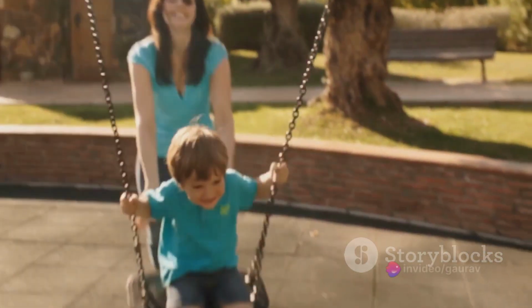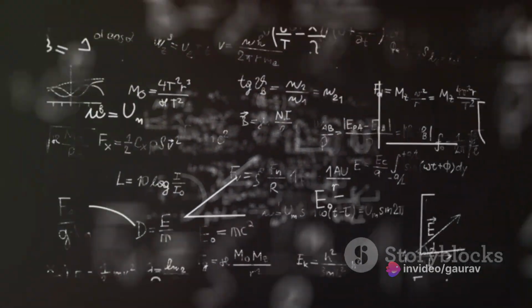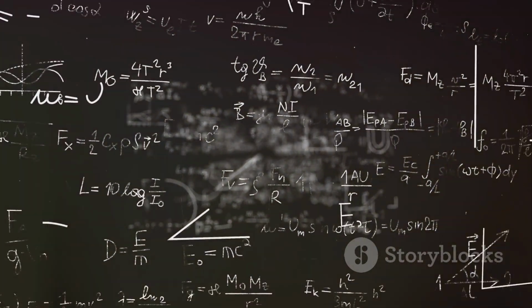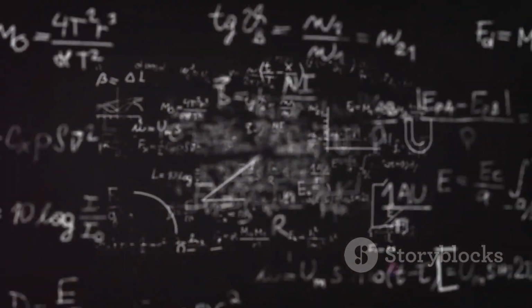It's the reason why a small push can set a swing in motion, but the same push can hardly move a car. Understanding F equals ma is understanding the basic fabric of motion in our universe. It's a profound insight that helps us make sense of the physical world around us.